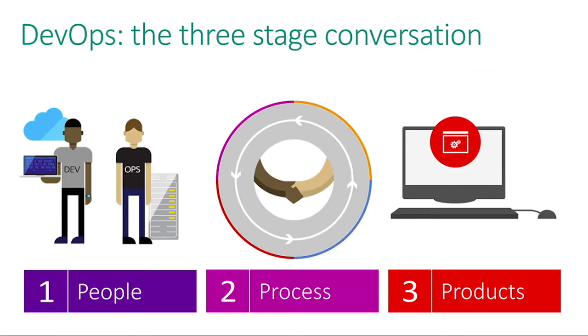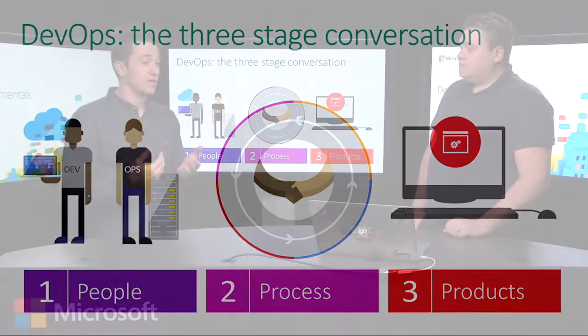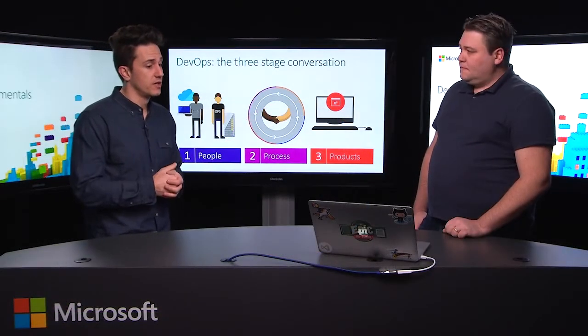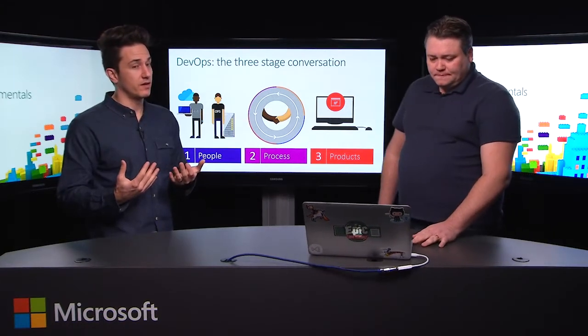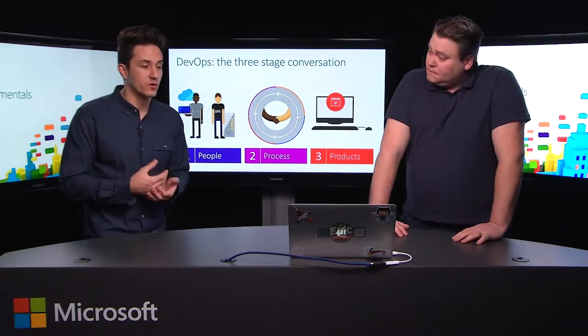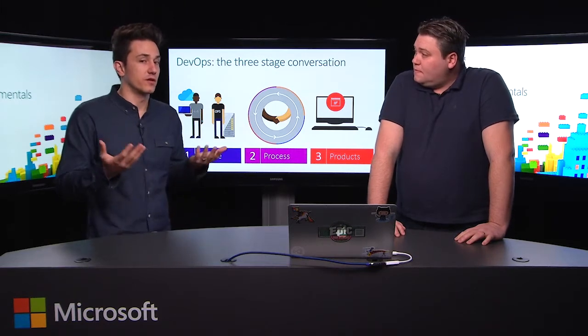Yeah. There's one acronym that I like, but that's a little deeper. It's the CALMS, or culture, automation, lean, and metrics, and sharing. Right, it's the other one. But if you think about DevOps at a really high level, we look at it as people.